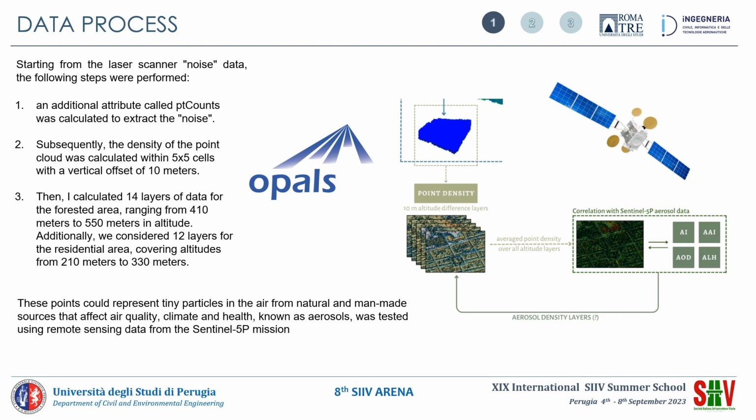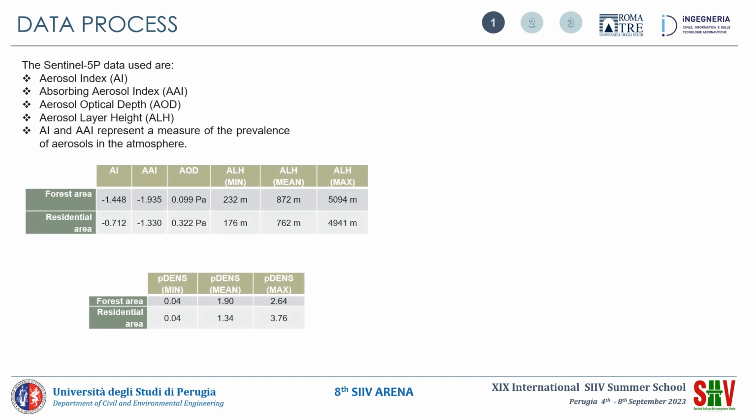The idea is that these point clouds represent tiny particles in the air from natural and man-made sources that affect air quality, climate, and health, known as aerosols. It was tested using remote sensing data from the Sentinel-5P mission. The Sentinel-5P data used are Aerosol Index (AI), Absorbing Aerosol Index (AAI), Aerosol Optical Depth (AOD), and Aerosol Layer Height (ALH). AI and AAI represent a measure of the prevalence of aerosol in the atmosphere.